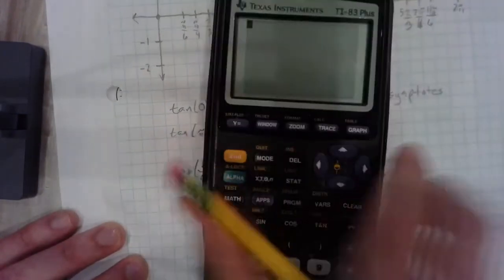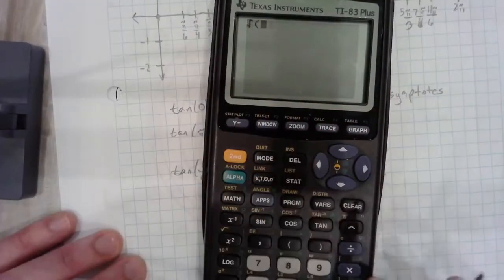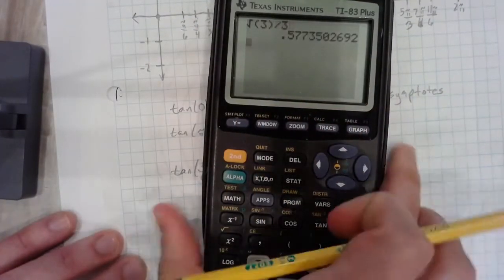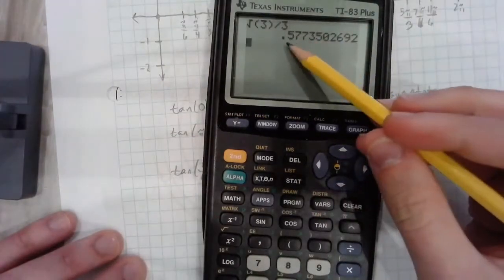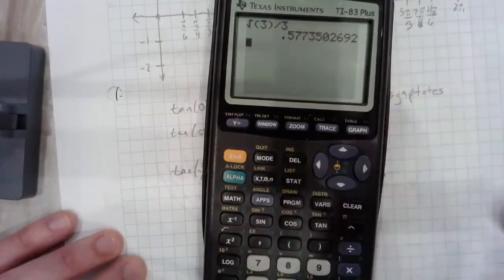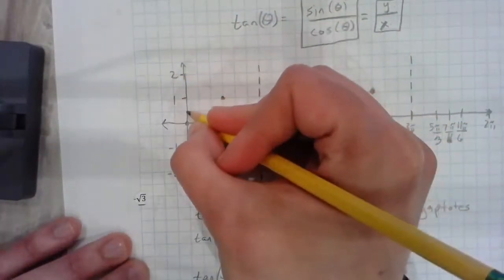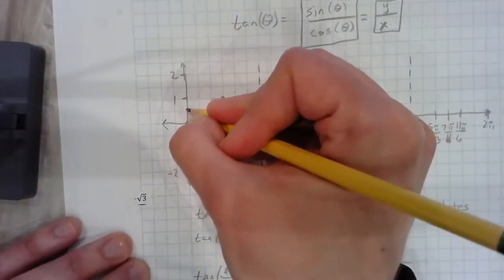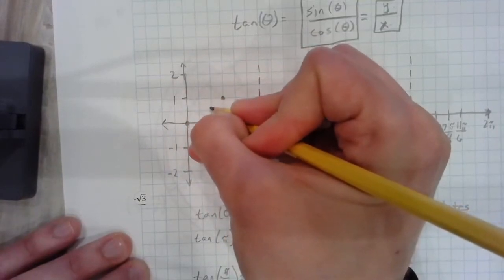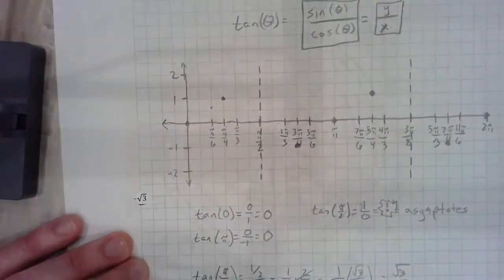So now, if we look up rad 3 over 3, that will give us 0.58. So that's about 0.5. So let's see. There is 0.5. I'm going to go a little bit above that to right there. Bam.